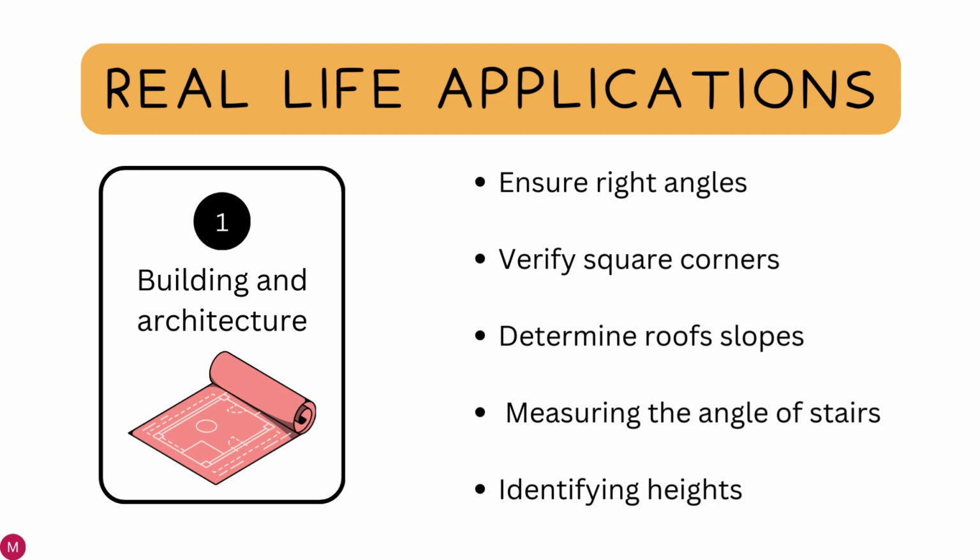One way people can use the theorem is in building and architecture. By applying the theorem, people can create accurate and safe designs that ensure that elements are properly aligned and measured. The Pythagorean theorem not only helps in the construction process, but also ensures the final structure is stable and aesthetically pleasing. It can be used to ensure right angles when constructing walls. It can verify square corners, determine roof slopes. It can measure the angle of stairs and identify heights of buildings.